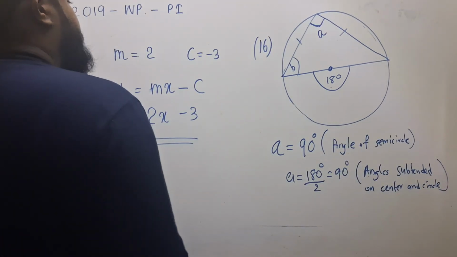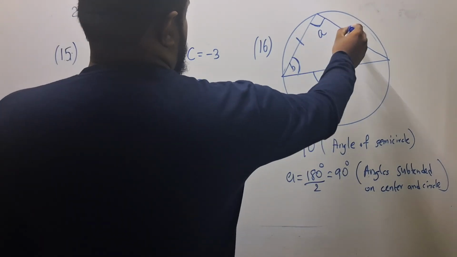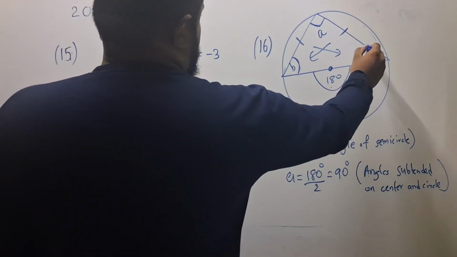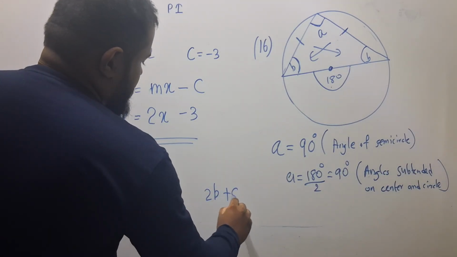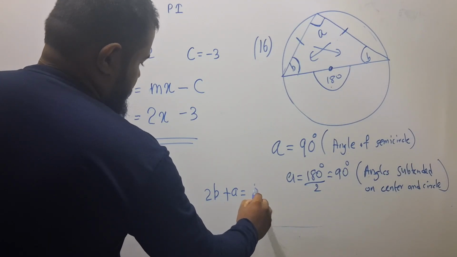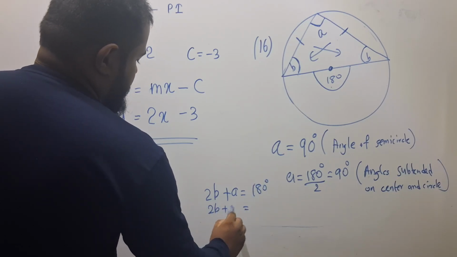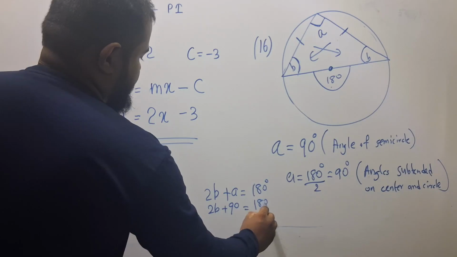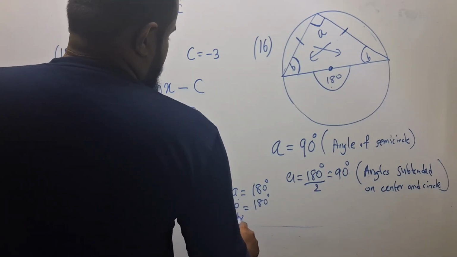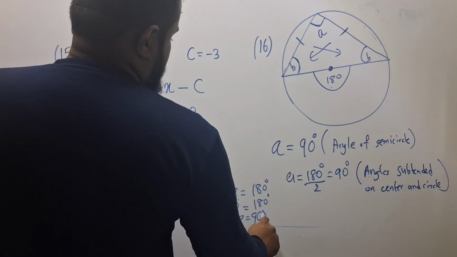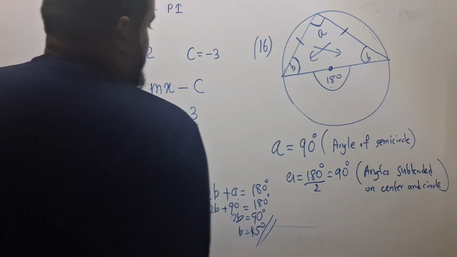Okay, then to find B, what do you have to do? If this is B and these sides are equal, this is also B. You can write 2B plus A equals 180. 2B plus 90 equals 180. So 180 minus 90 is 90. 2B equals 90. B equals 45.